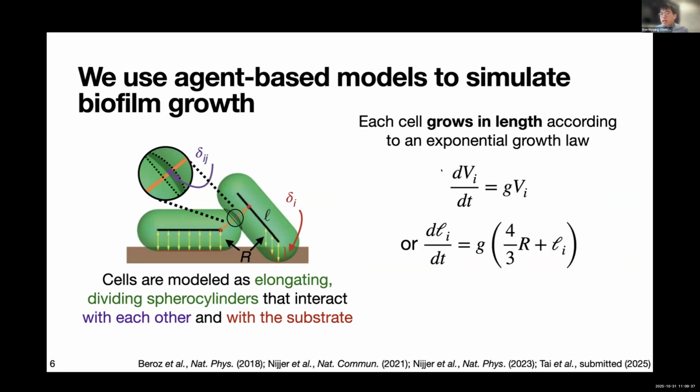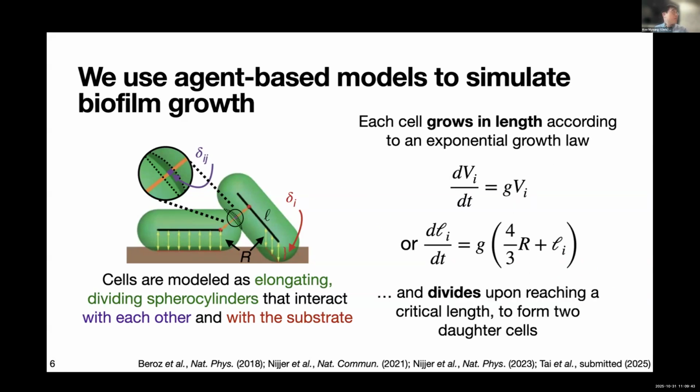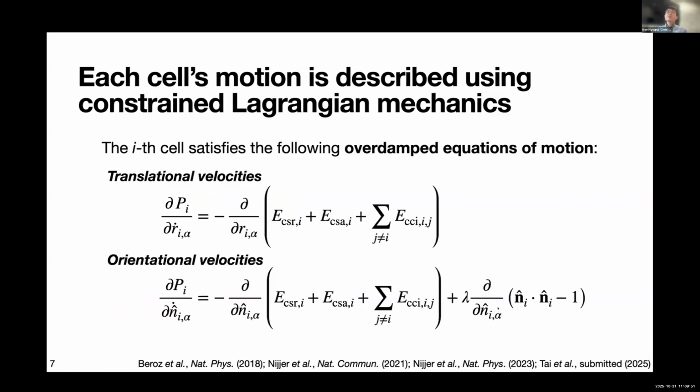Each cell grows in length according to this exponential growth law, which can be written in terms of the volume of the cell or the length of the cell. And upon reaching a critical length, the cell will divide into two parallel daughter cells. So far, very simple. But as the cells grow and divide, they are mechanically interacting with each other and with the substrate. And these forces give rise to a system of equations of motion for each cell.